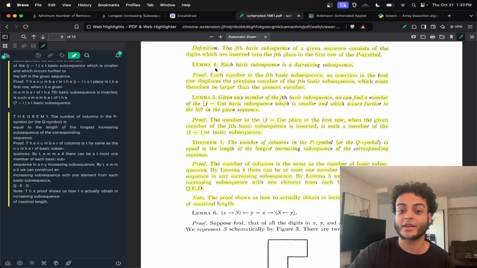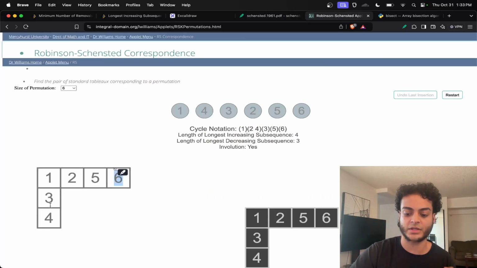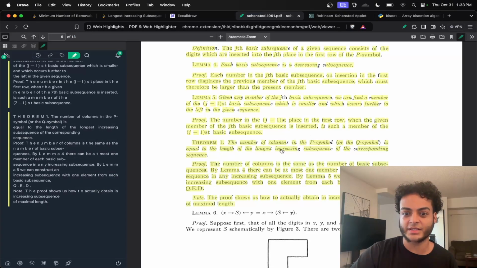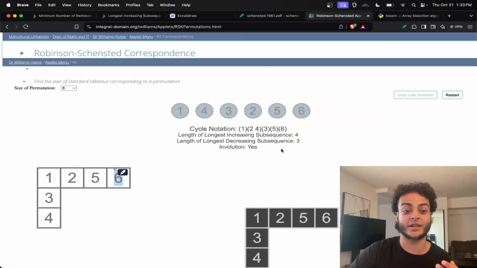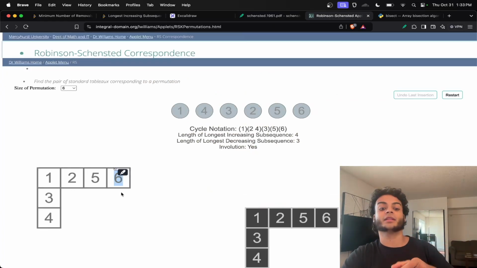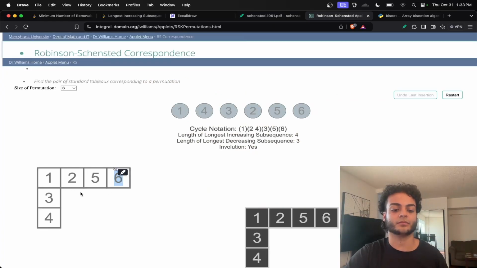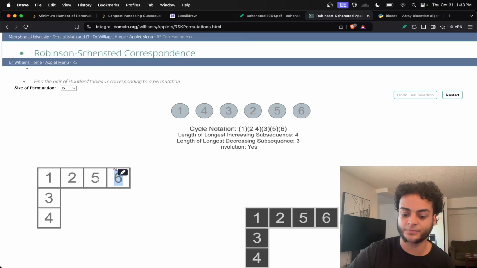Lemma 4 just says each basic subsequence is a decreasing subsequence. You might have noticed that, right? Here we had 4, 3, 2. To prove this, he just says that if we look at what Schensted's algorithm is actually doing, it's putting the number in the earliest possible place and moving larger numbers down, right? If the sequence were to not decrease, so if it were to increase, then we would be performing the algorithm wrong. Like if I have 1, 2, 3, and I replace the 3 with a 4, well, I should have put the 4 next to the 3.